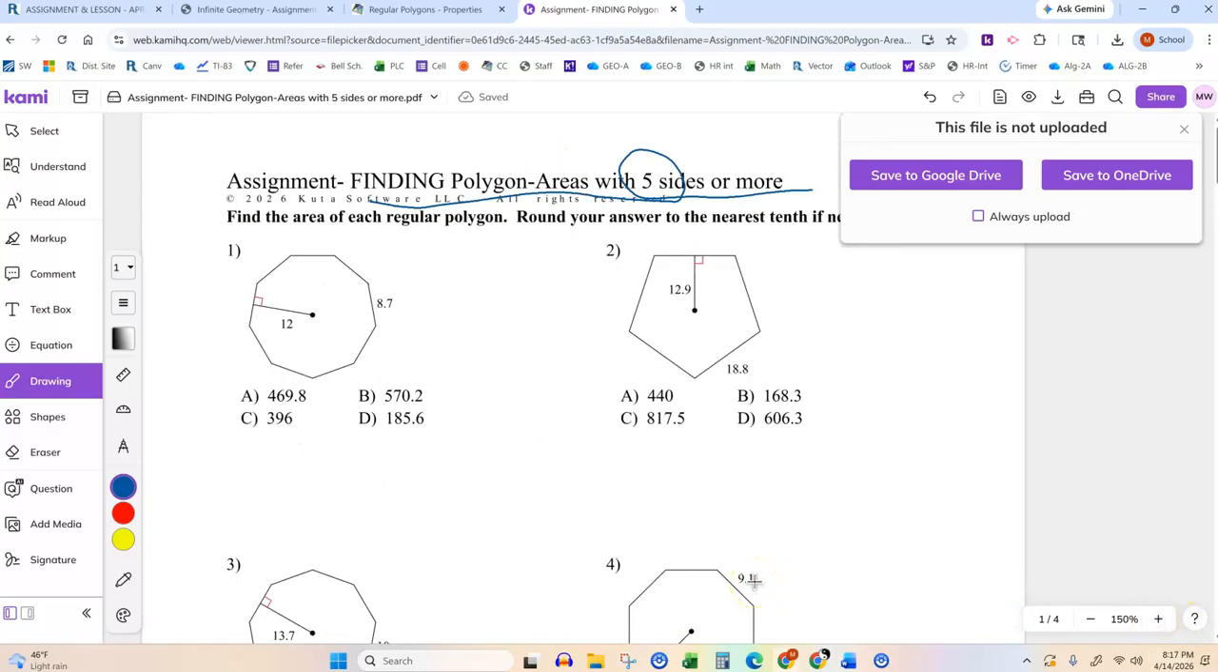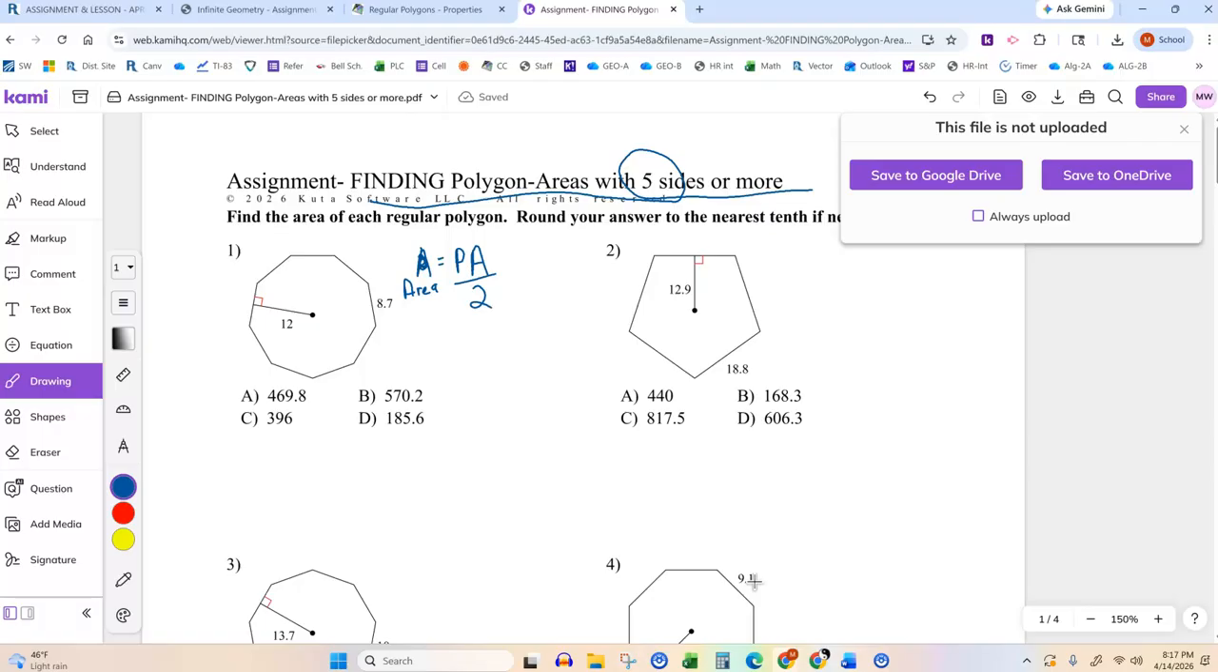So again, the area equals the perimeter, I'm going to say P for perimeter, times the apothem, that's this line right here, divided by 2. So I know that that's the same, so this should actually probably be area equals, okay? Well, what is the perimeter?